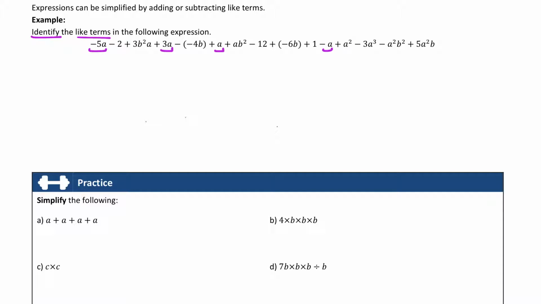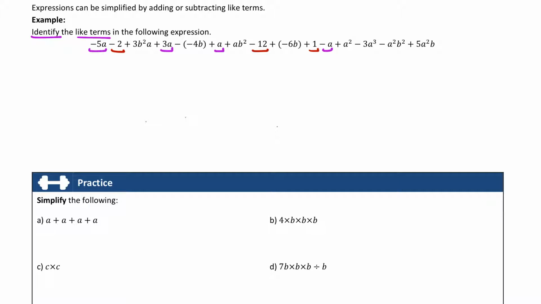Now, my second term is just a constant value. It doesn't have any variables attached to it, and therefore to find its like term, I'm going to look at all the terms and see which other one is only a constant with no variables attached to it. So the third term over here has b squared a. I'm going to keep looking, and I see negative 12 over here, so that's another like term, similar to the 2. And I have a plus 1 over here as well, which is also a like term.